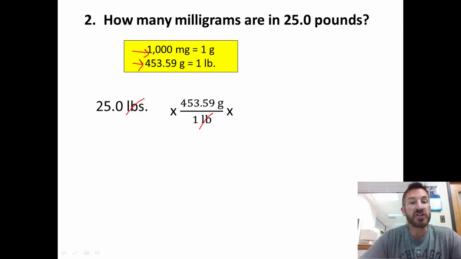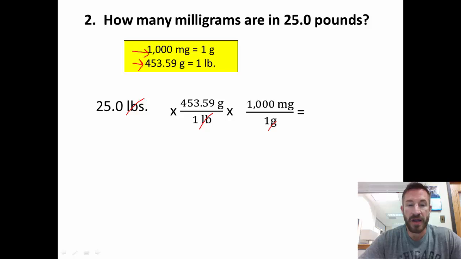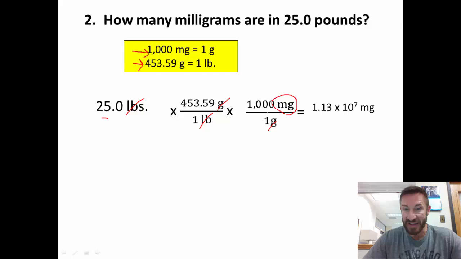The next step is to change grams to milligrams. To do this, we know grams will go at the bottom and milligrams will go at the top. So there we put grams at the bottom, that cancels with that grams, and then we end up with milligrams. So to do this problem, you multiply 25 by 453.59 by 1,000. And your final answer will be 1.13 times 10 to the 7th milligrams.